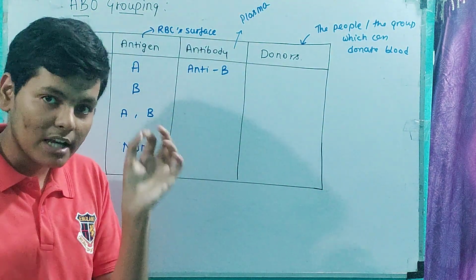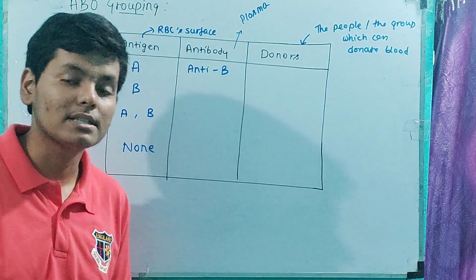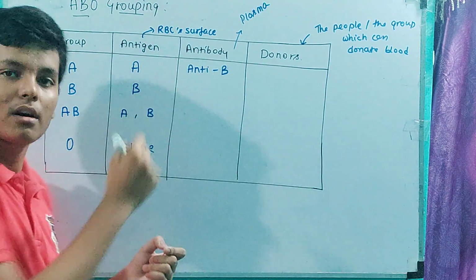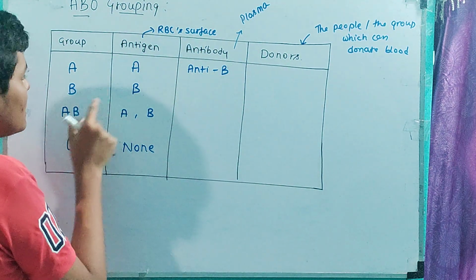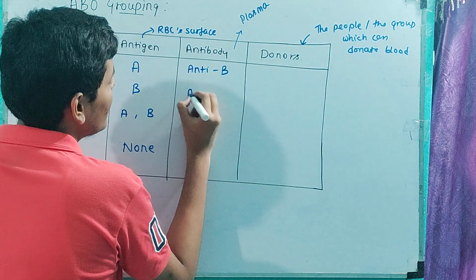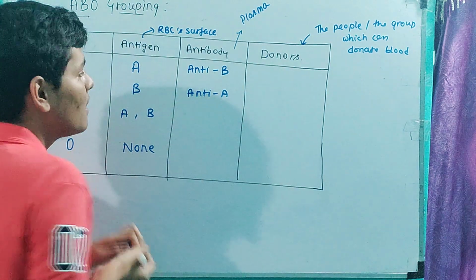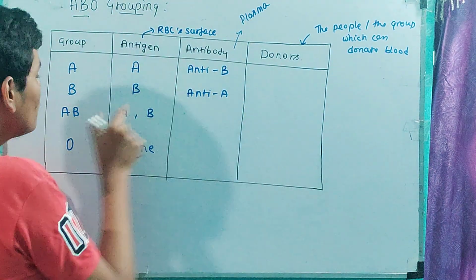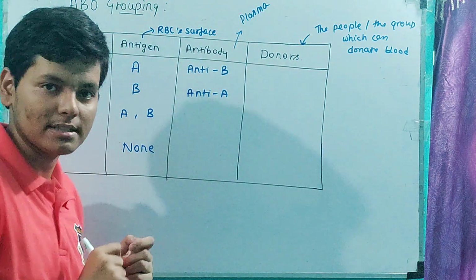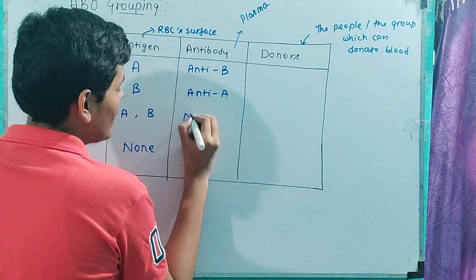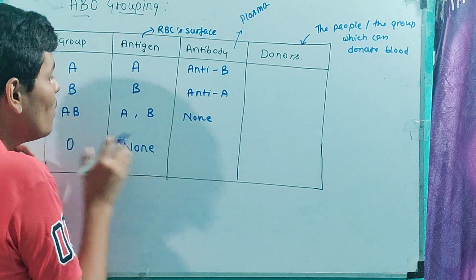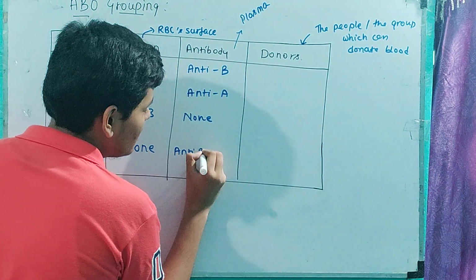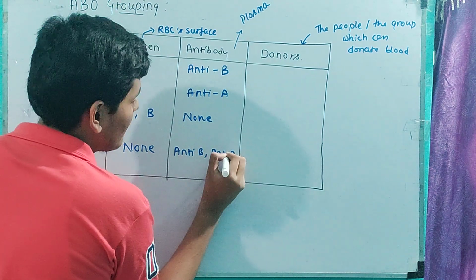It means that if you transfuse the blood of a person with blood group B to a person with blood group A, then the blood will clot. Similarly, the person having group B will have anti-A, because it cannot have any antibody to the antigen which is already present. Now, blood group AB has both A and B antigens, so blood group AB does not have any antibody. And blood group O has no antigen, so it has antibodies against both anti-A and anti-B.